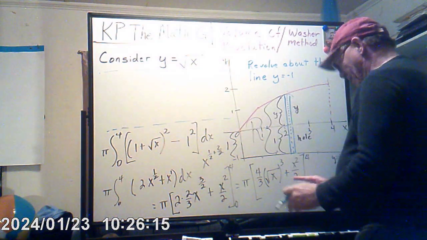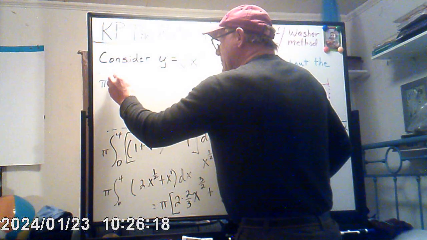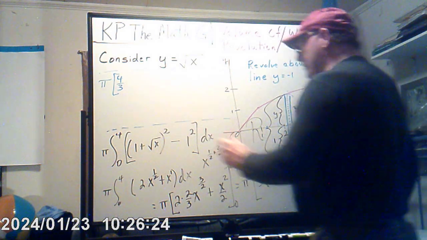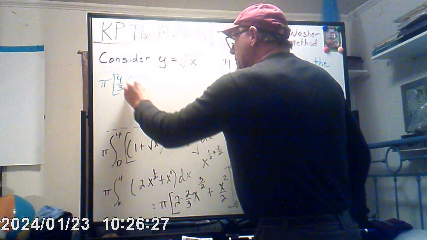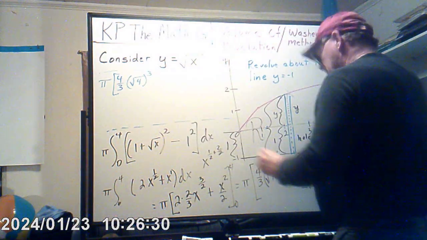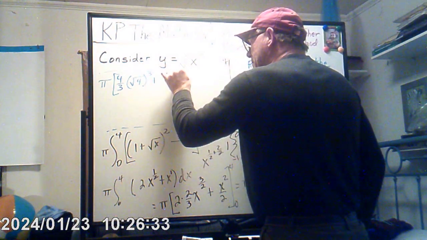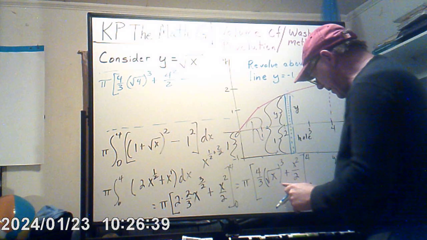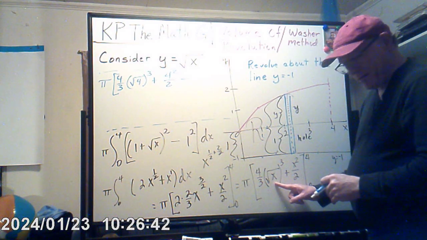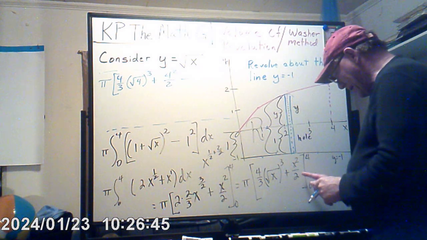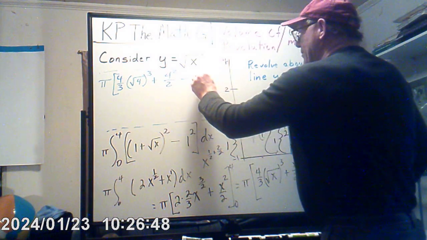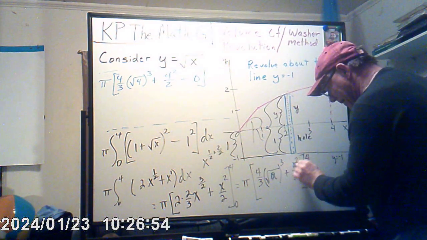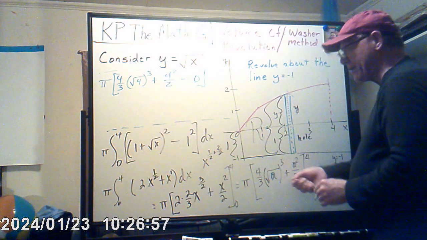Alright, so I'm going to plug in the 4. So pi times 4/3, the square root of 4 cubed, plus 4 squared over 2, and then minus, if we plug 0 in here, the square root of 0 is 0, all of this is going to be 0, and 0 squared is 0, so this is actually minus 0. I'm trying to save some space. I hope you can see that if I plug 0 here and here, all of this is just going to be 0.